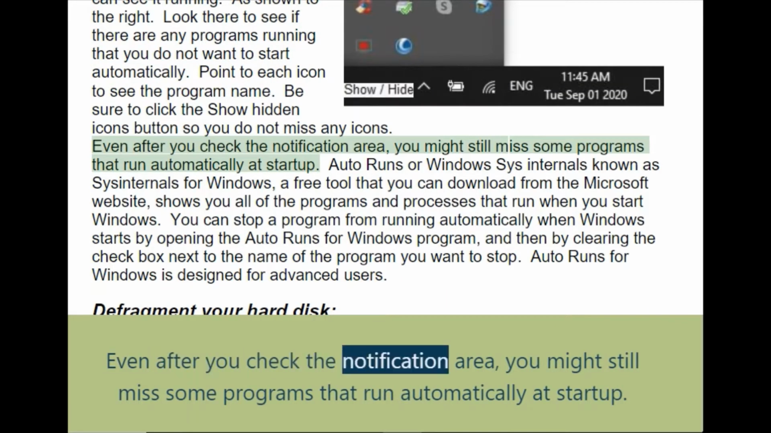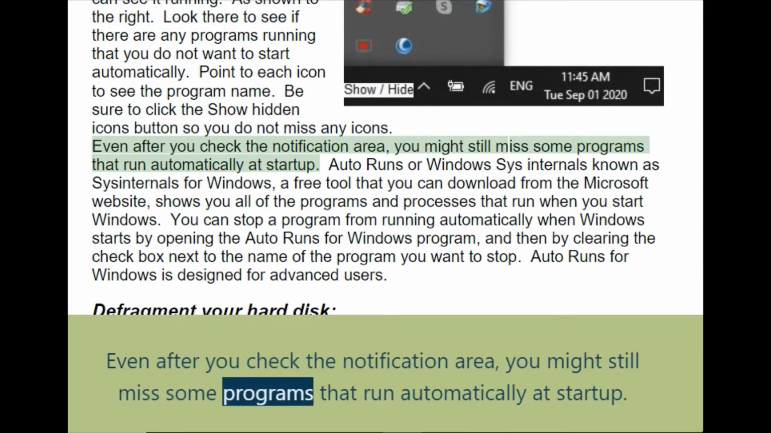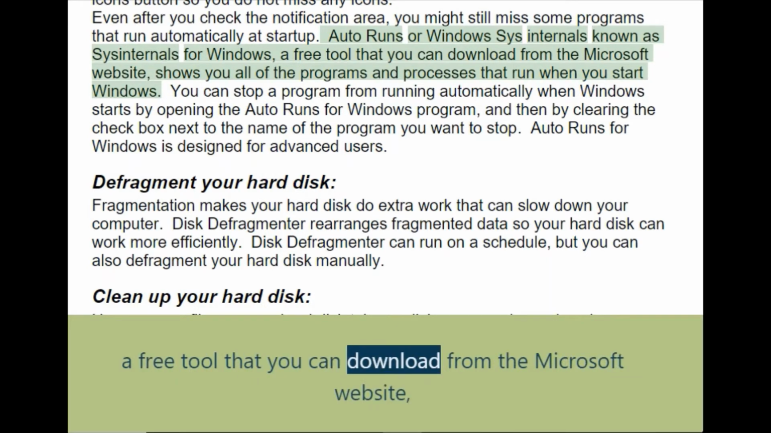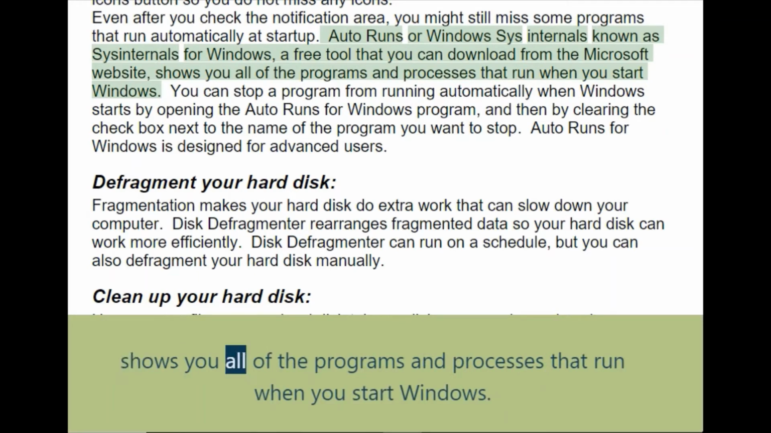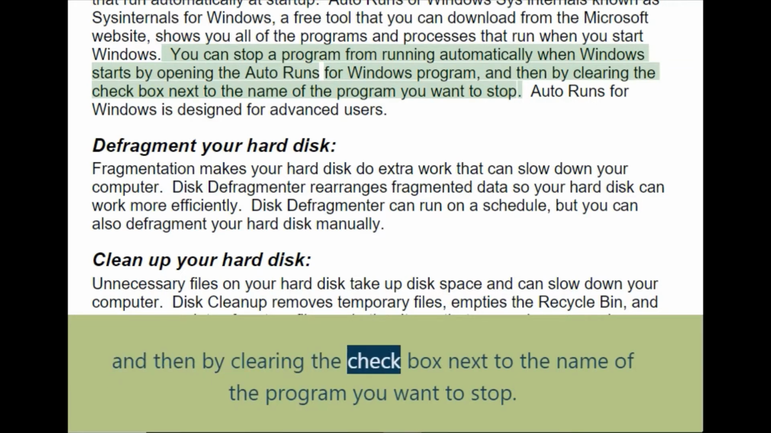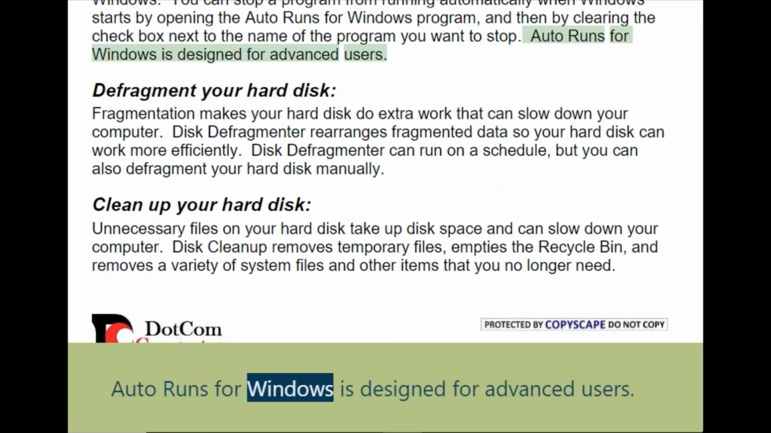Even after you check the notification area, you might still miss some programs that run automatically at startup. Autoruns for Windows, or Windows Sysinternals, a free tool that you can download from the Microsoft website, shows you all of the programs and processes that run when you start Windows. You can stop a program from running automatically when Windows starts by opening the Autoruns for Windows program, and then clearing the checkbox next to the name of the program you want to stop. Autoruns for Windows is designed for advanced users.